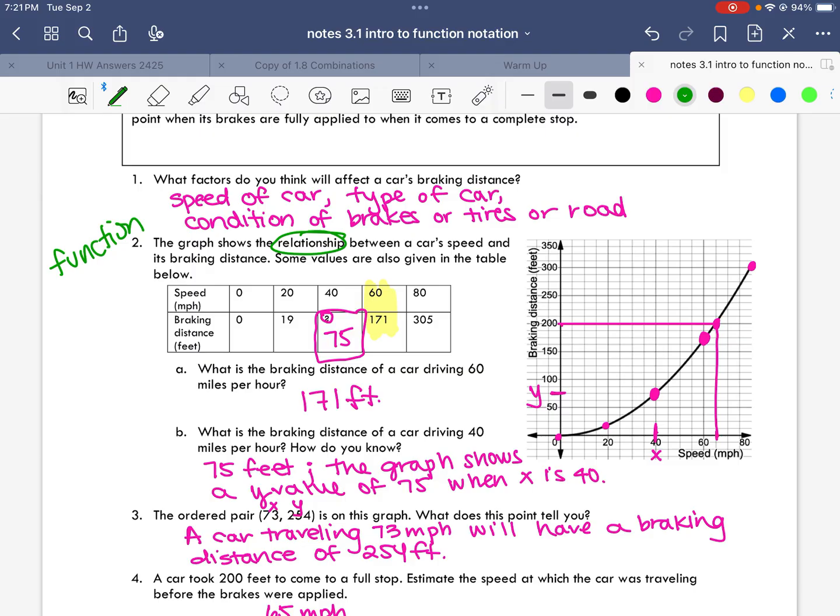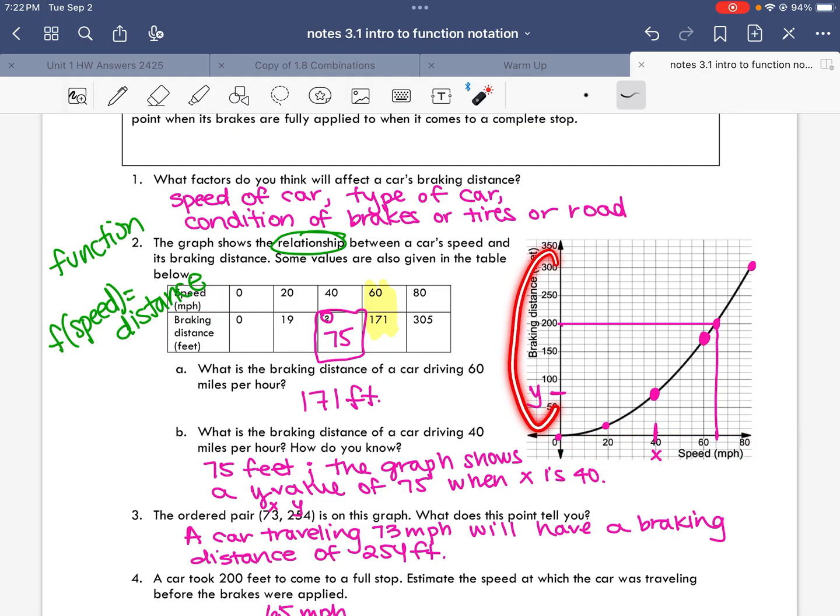So here's what function notation will look like. We would say f of speed equals the distance would be one way to write this. In other words, if I call the function f, that's just the name of the function, right? We put speed into the function and it gives us back distance. I tell it what the speed is, and then the function tells me how long it takes that car to actually brake. And so this is just the name.